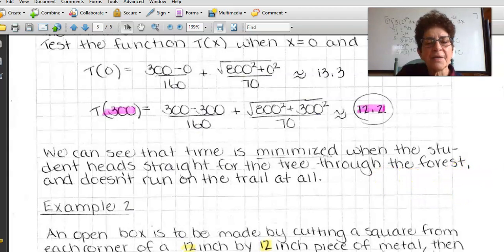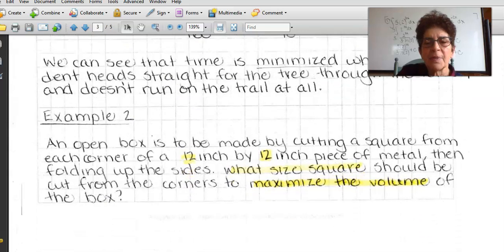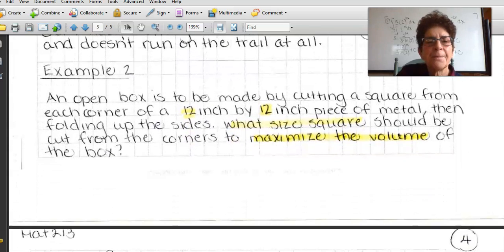Let's take a look at another type of example. This is really common for applied extrema type problems. Suppose you're manufacturing an open box. That means a box without a lid. And it's going to be made by cutting a square from each corner of a 12 by 12 inch piece of metal. So you've got a square foot piece of metal, and you want to then cut a little square out of each corner that's the same length on each side, and you want to fold up the sides. So what size square should you cut from the corners to maximize the volume of the box?